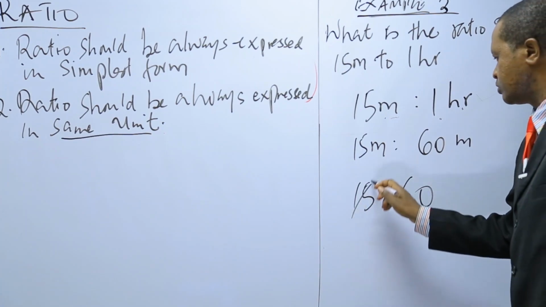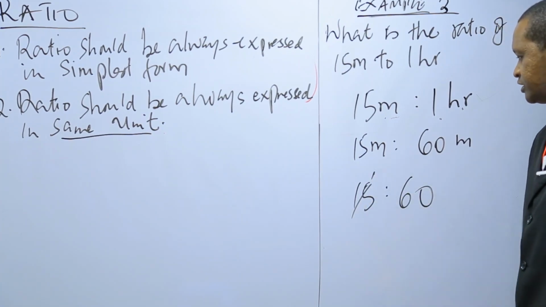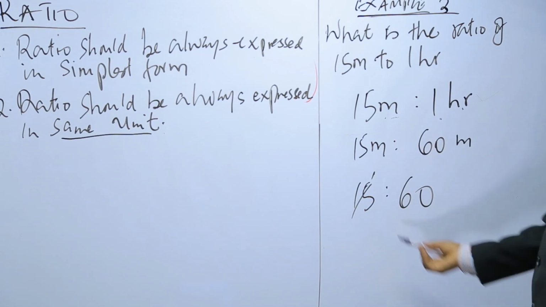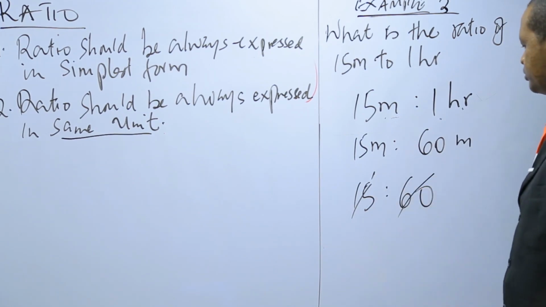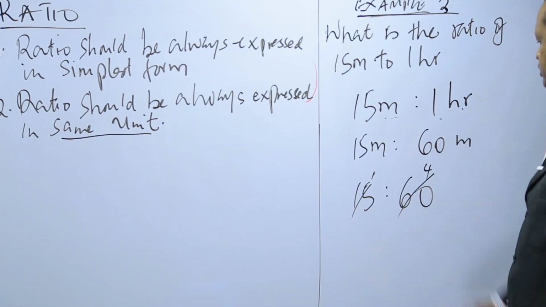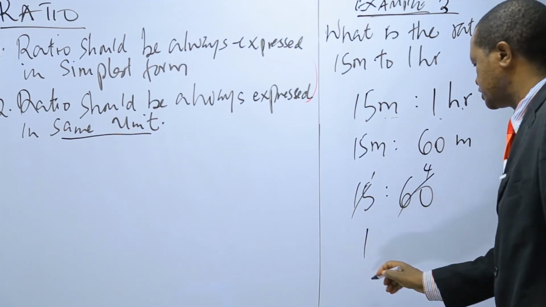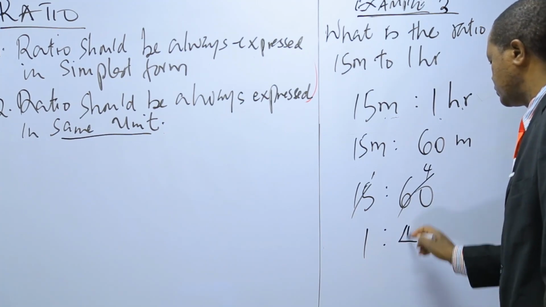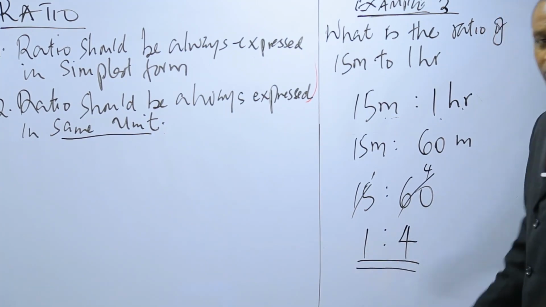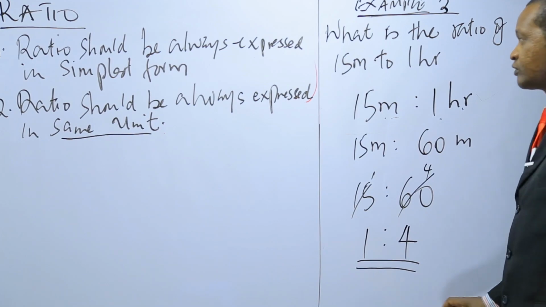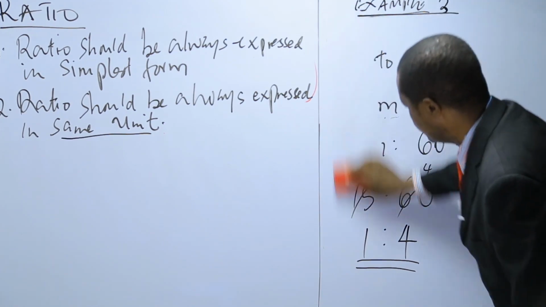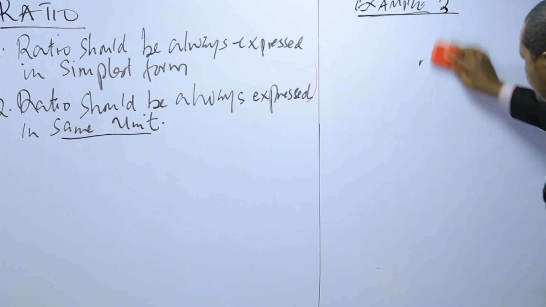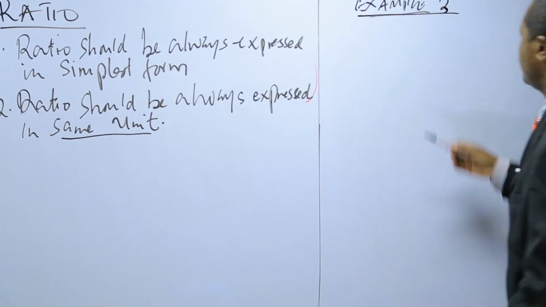Simplifying the ratio to its simplest form, 15 goes here once, 15 goes here how many times? 4 times. So the ratio would be 1 to 4. Are we together? Yes, we are together. Let's work out another example. I take as many examples as time will allow.